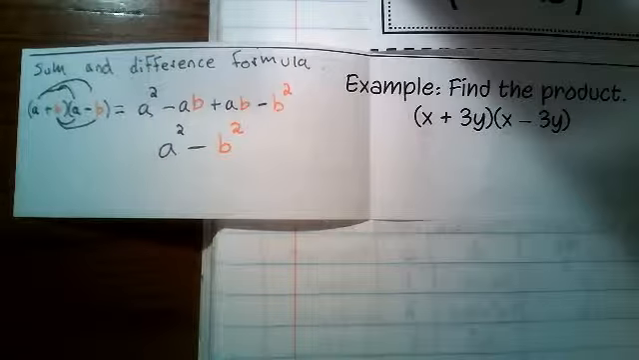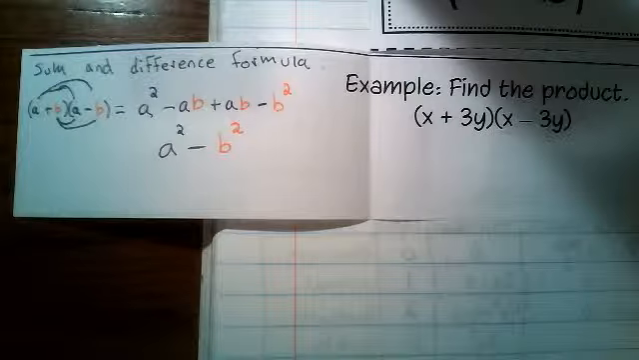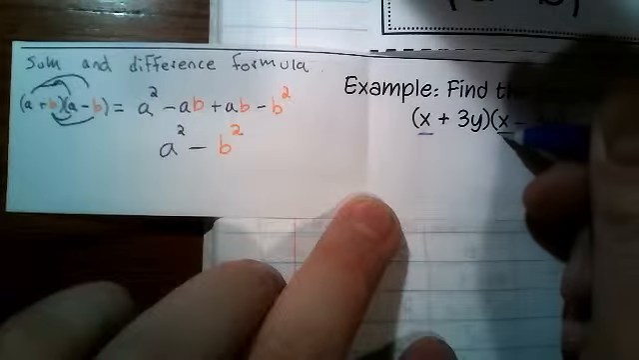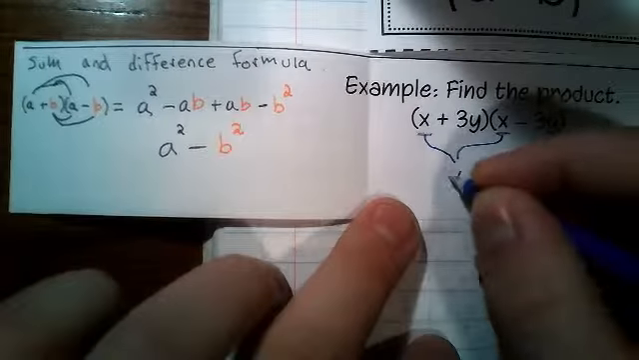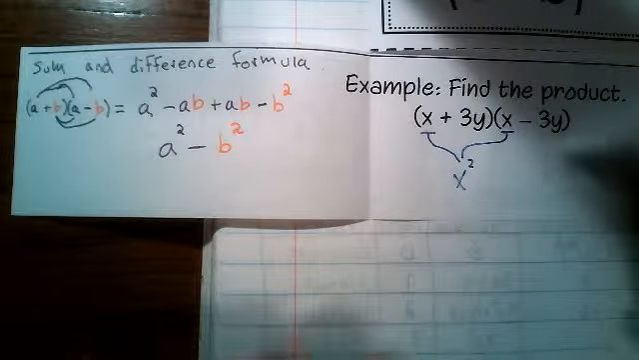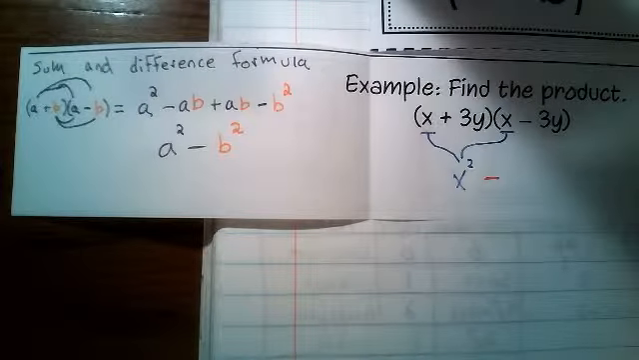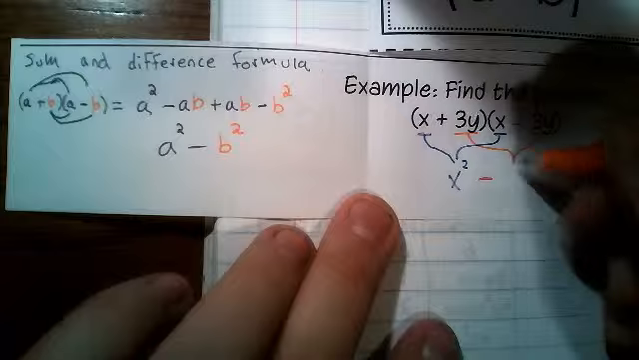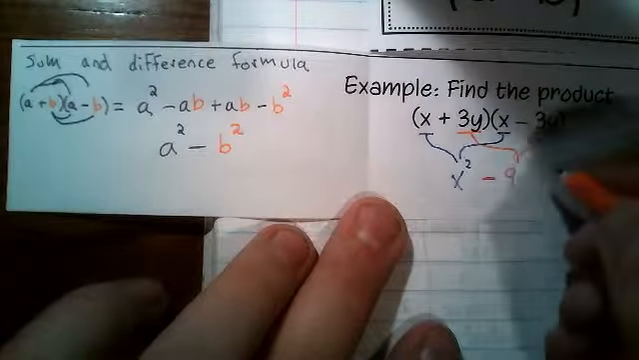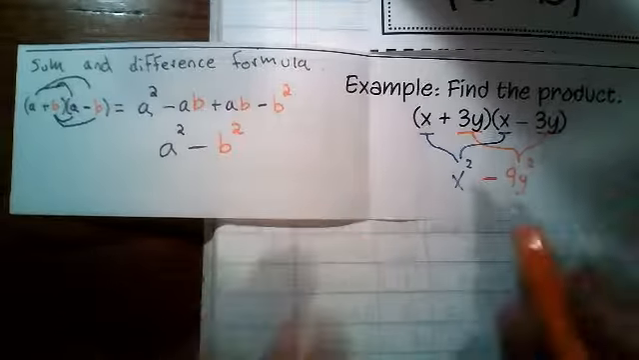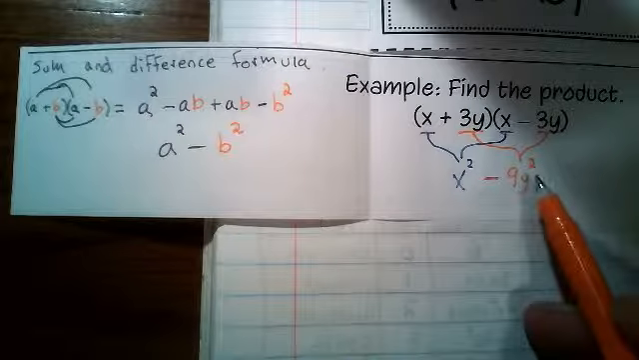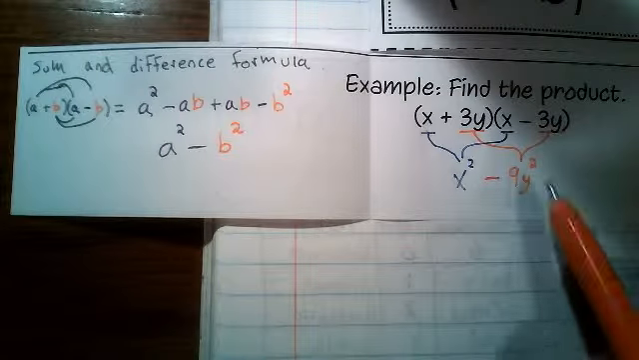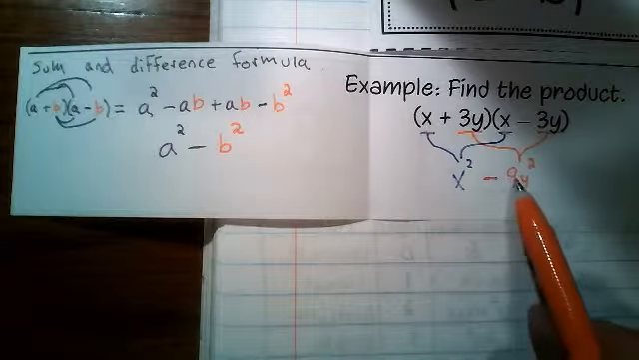Okay, so for example, we've got x plus 3y times x minus 3y. So I've got my first term, which is x. So my first term squared is x squared. And I'm subtracting my second term squared, 3y. 3 times 3 is 9. Y times y is y squared. So this is just x squared minus 9y squared. Now, if we wanted to FOIL it out, we could do that, but those middle terms would cancel each other out, and you'd just be left with x squared minus 9y squared.